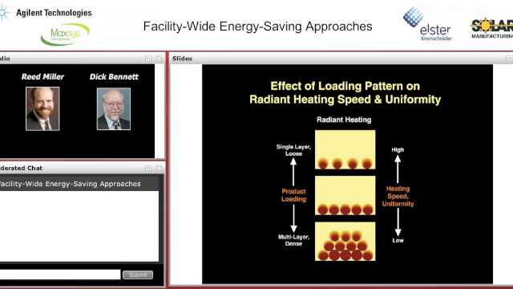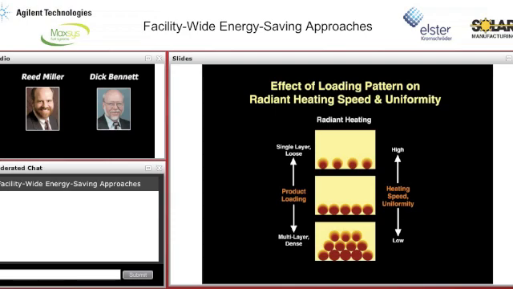The more dense the product loading, the lower the heating speed and the lower the uniformity, because especially with radiant equipment, the only thing you're going to heat when you first start up is the surfaces that are exposed to the walls and the burners and the flames. As those pieces heat up, they then pass the heat through themselves and then conduct it to the adjacent pieces, and eventually it works its way all the way down to the bottom center of that load.